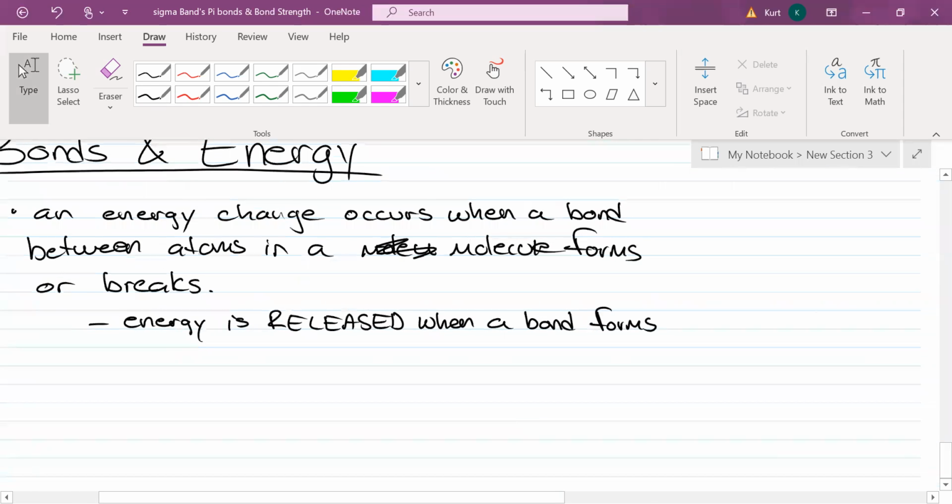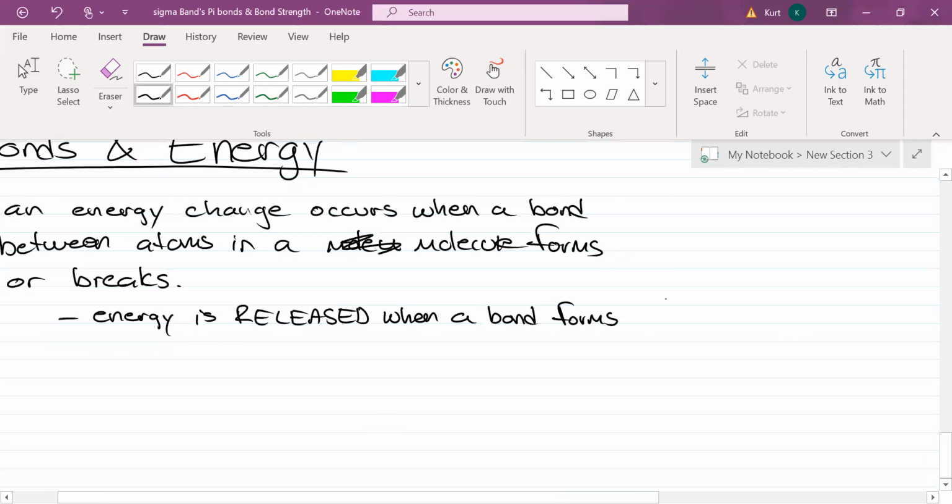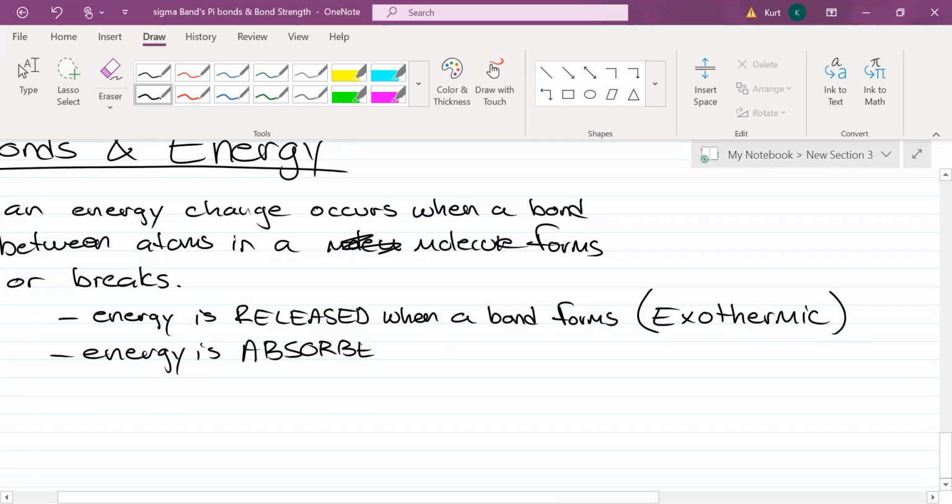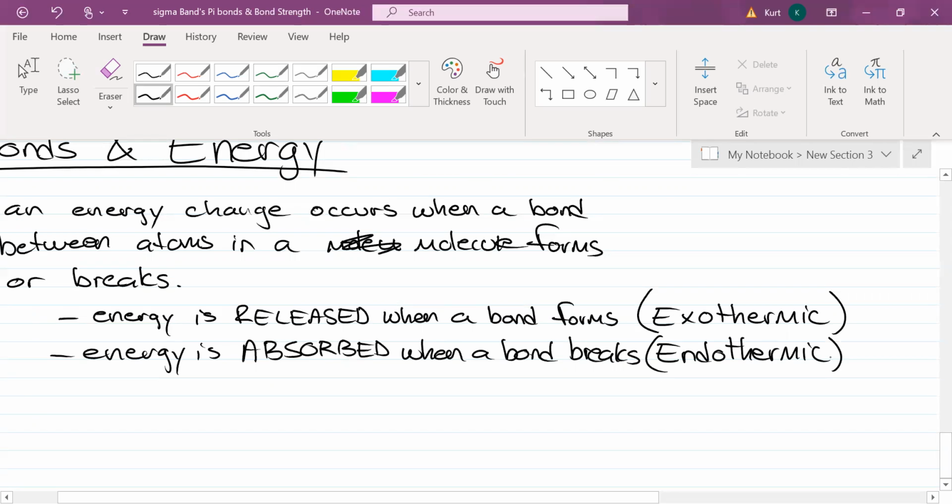Based on your understanding of what released means, would this be endothermic or exothermic? That's right. This is exothermic. Energy is absorbed when a bond breaks. If it's absorbed, what is that term? Endo means going in. Remember that humans have an endoskeleton and a crab has an exoskeleton. Exo means out, endo means in.